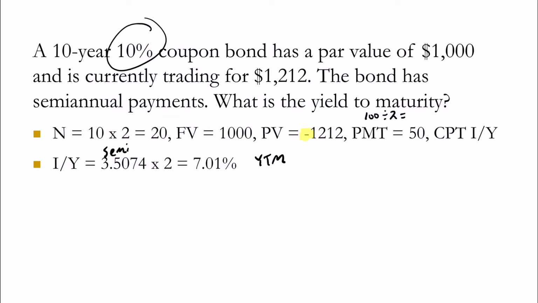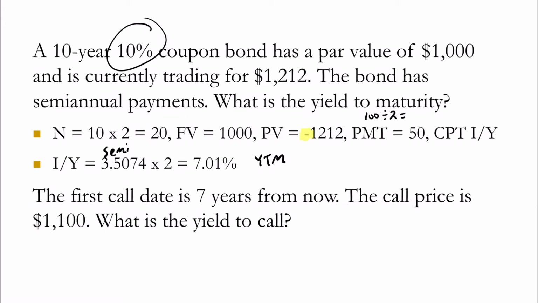If you buy the bond, you hold on to it until maturity. However, let's say that there is a call provision on this bond that says that the company can call the bond 7 years from now. Oftentimes, there is a deferred call on bonds that limits the possibility of the company calling the bond within the first couple of years or a first set time period. So let's say the first call date on this 10-year bond is 7 years from now, and the call price is $1,100. What is the yield to call?